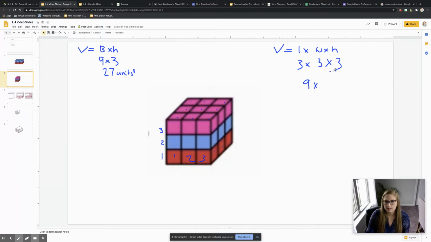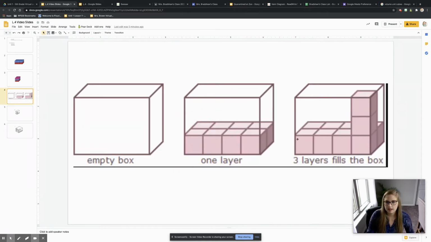9 times, bring down my 3 for my height, 9 times 3 is 27 units cubed. All right, so you're going to see problems today on your work that look like this one here.